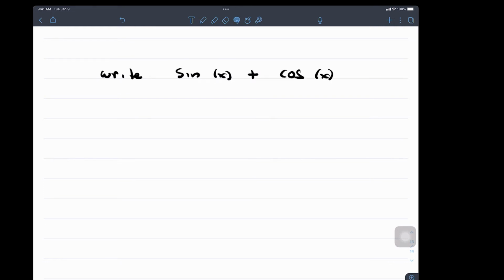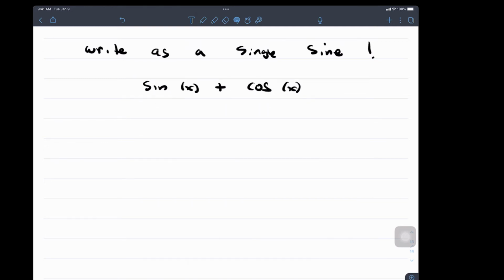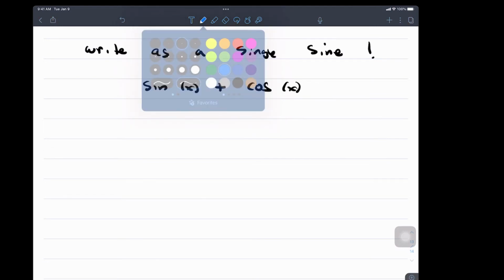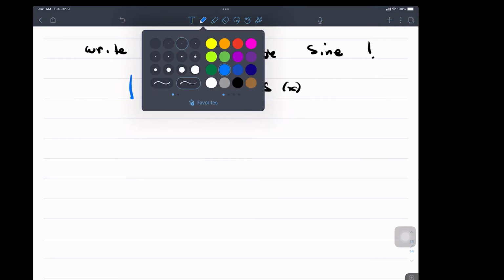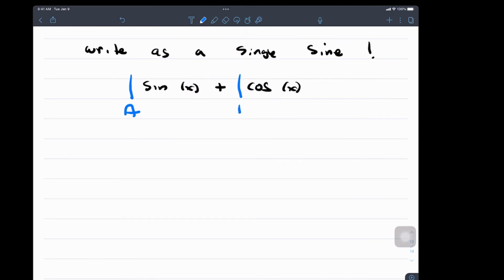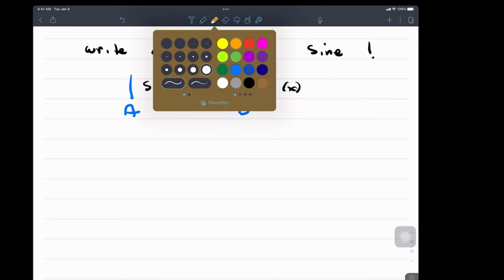How about if we just write the instructions up here? Write as a single sine. Constant 1, constant 1. Do you guys know what that means? Here's what this means. This is A, and this is B. Would you guys agree with that?